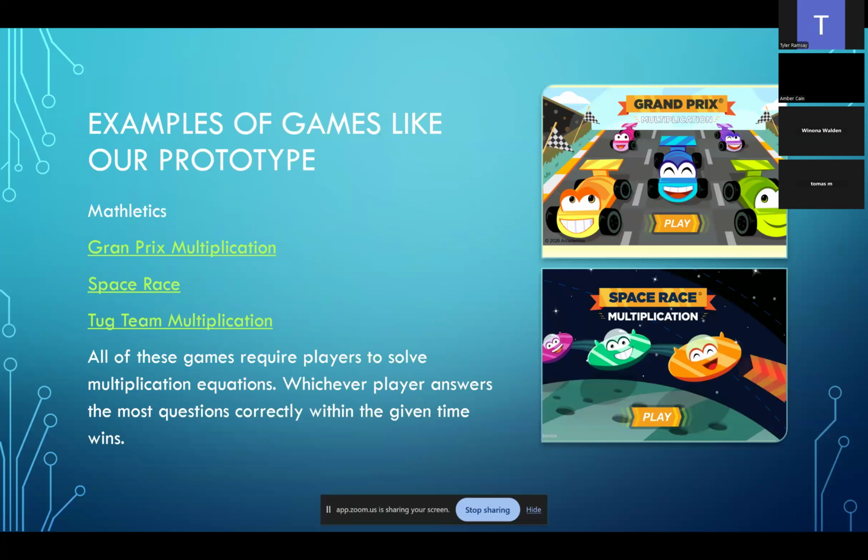So here are some examples of the games we looked at in our ideate process. All of these require players to solve multiplication equations. Whichever player answers the most questions correctly within the given time wins.